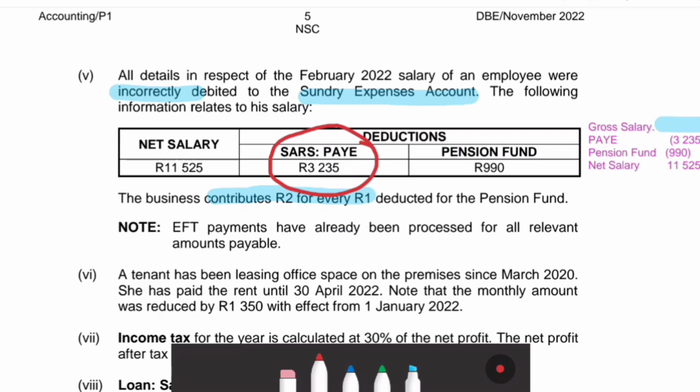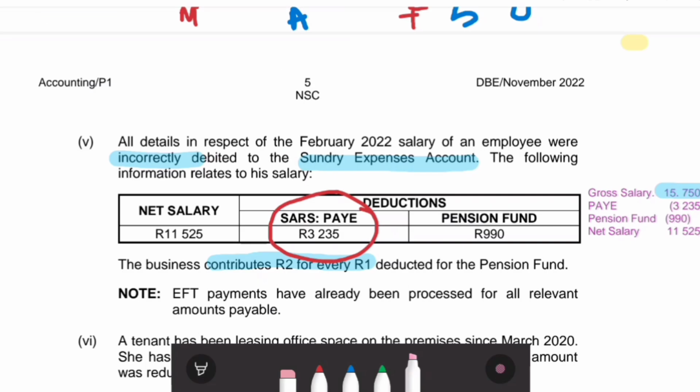If you take the net salary of 11,525, you add back the pension fund 990, you add back the SARS pay as you earn 3,235, you will arrive at a gross salary of 15,750. The business contributes 2 rands for every 1 rand deducted for pension fund.